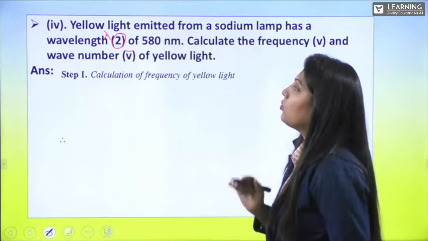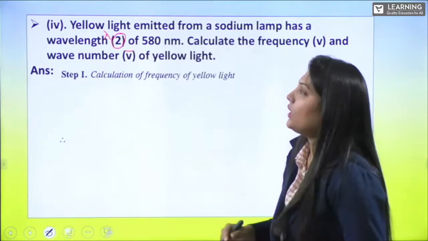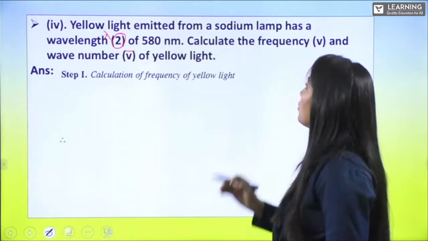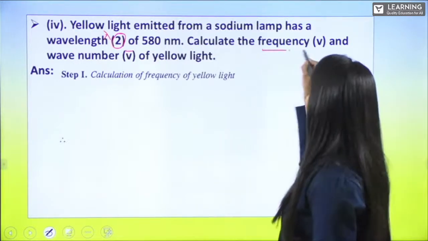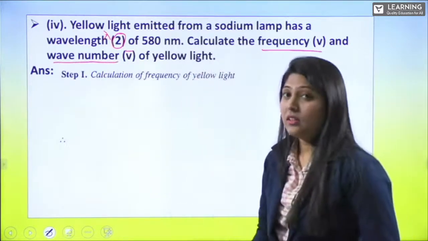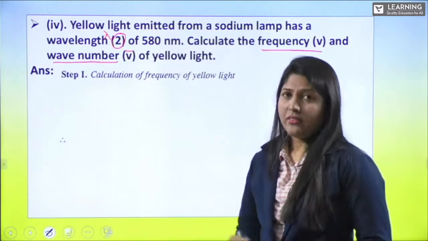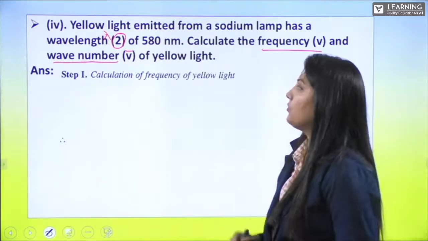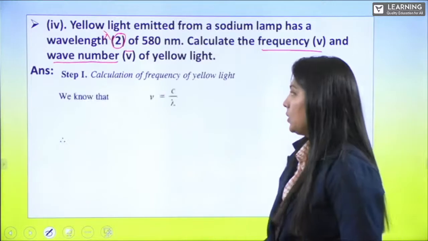Okay, fine. What is the question they are asking? The yellow light is being emitted from the sodium lamp. And what do you need to calculate? You need to calculate the frequency and wave number. They have given the wavelength. Wavelength means lambda they have given. So, calculation of the frequency of yellow light.